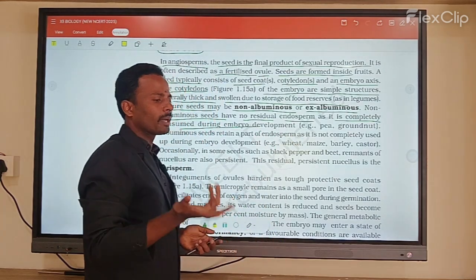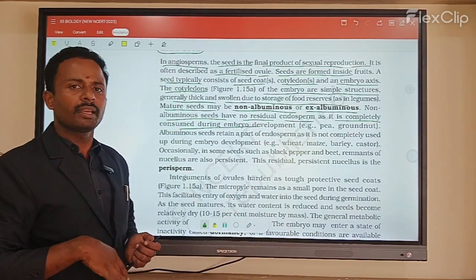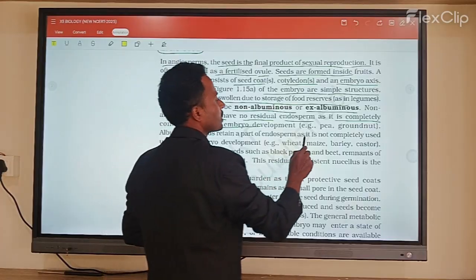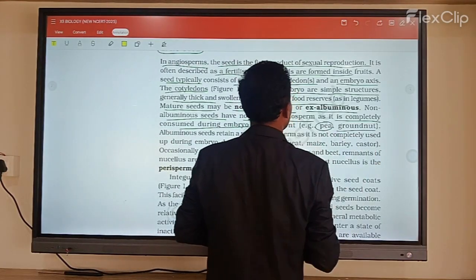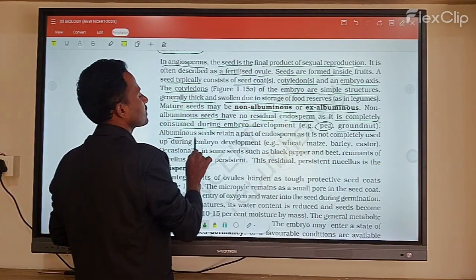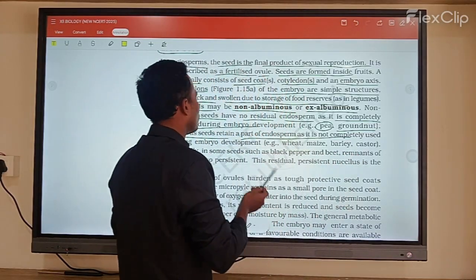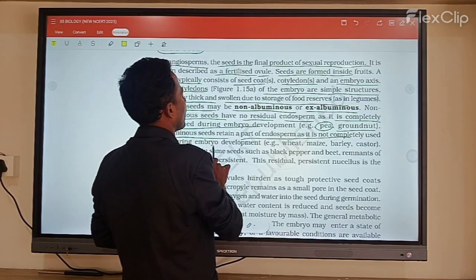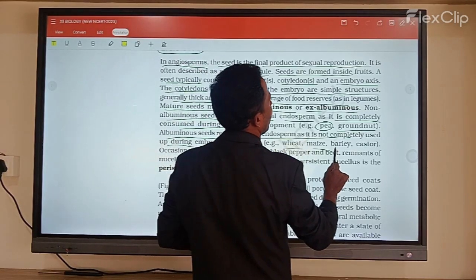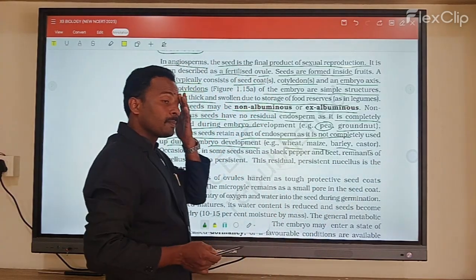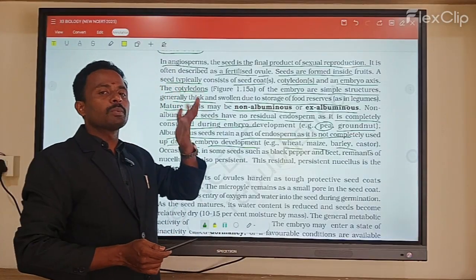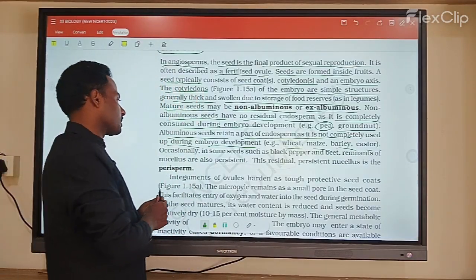So when the development of the embryo is complete, the total endosperm is utilized. Example: pea plants and groundnuts. And albuminous seeds retain a part of the endosperm; it is not completely utilized during embryo development. Example: wheat, maize, barley, castor. So in these species, the entire endosperm is not utilized for the development purpose.